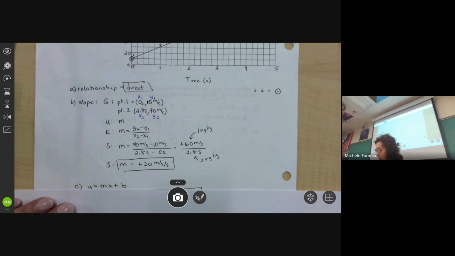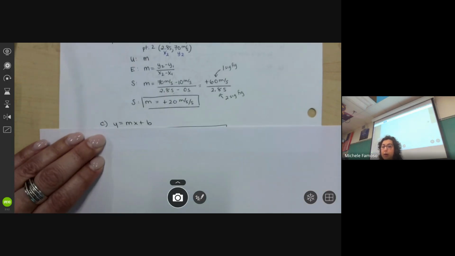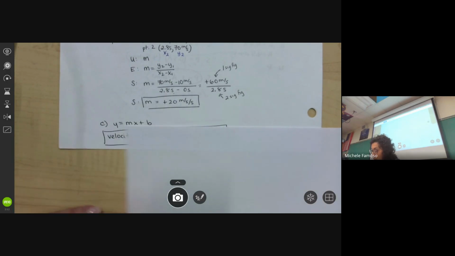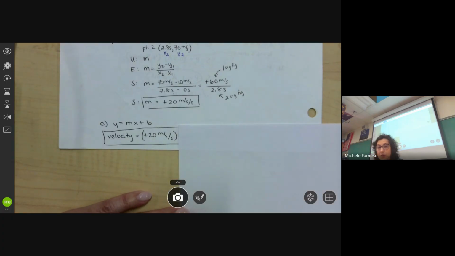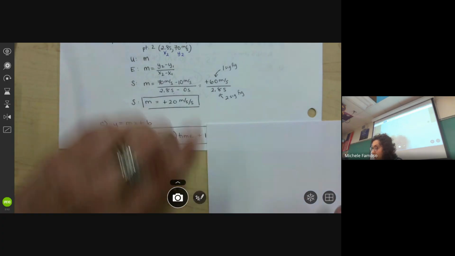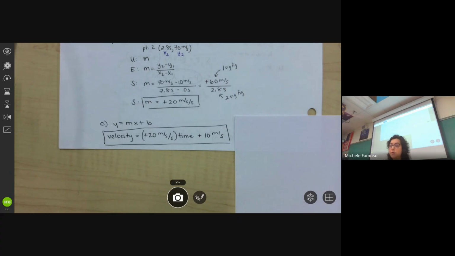Part C wants you to write the equation for this line of best fit. So we're going to start with y equals mx plus b, and now we're going to change out every letter. On the y-axis, you should have said that you had velocity. So velocity equals, then you're going to plug in the slope with its units, positive 20 m/s over s. The x, you should have changed to the word time, plus the y-intercept. The y-intercept for my graph was 10 m/s.